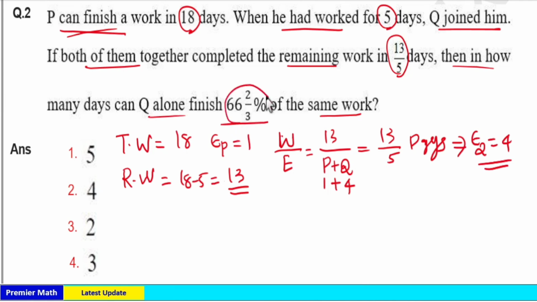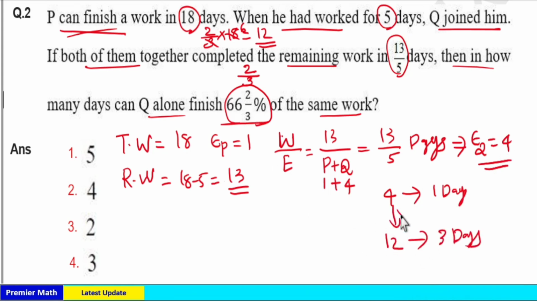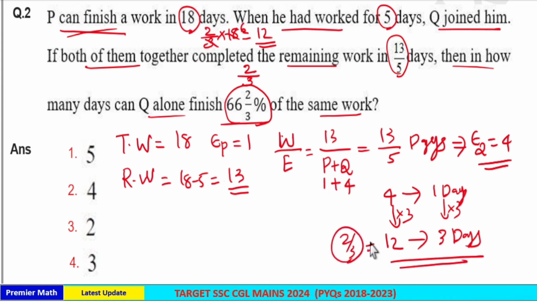66 and 2 by 3% work means 200 by 3%, which is 2 by 3rd work. Now 2 by 3rd of the total work means 2 by 3rd of 18, which is equal to 12 units. Efficiency of Q is 4 units, which means in 1 day 4 units of work is completed. So this 12 units, that is 2 by 3rd of the work, is completed in 3 days, since 4 into 3 is 12. So 12 units of work, that is 2 by 3rd, is completed in 3 days. So option 4 is your answer.